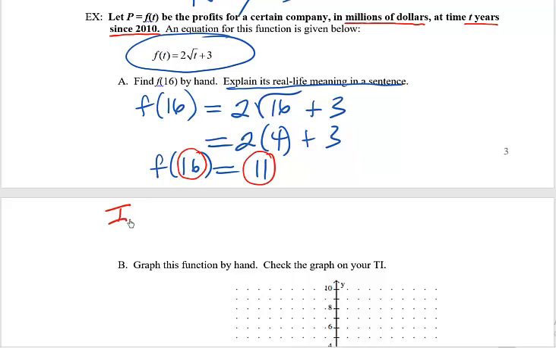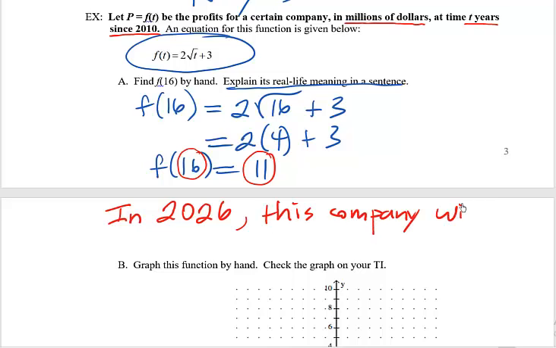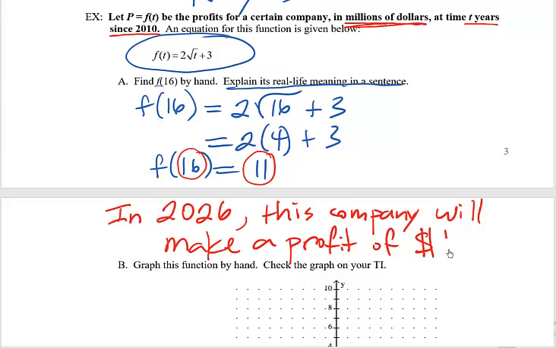Well, the 16 is a T. T stood for how many years it's been since 2010. So if T is 16, that would be the year 2026. So we're learning something about the year 2026. In 2026, this company will make, and then the 11 refers to the other variable in this problem, the output variable, which is the P, the profits. We'll make a profit of, don't say $11, remember it's measured in millions of dollars, so $11 million.